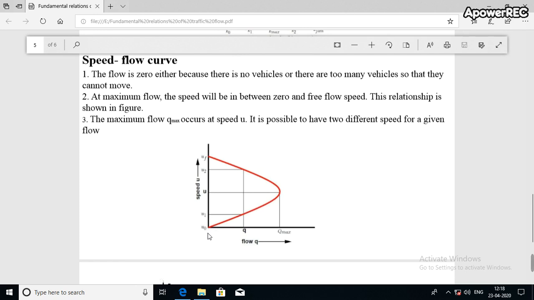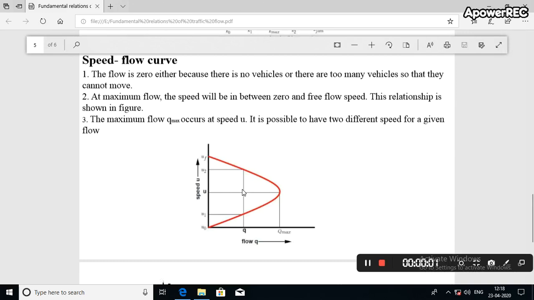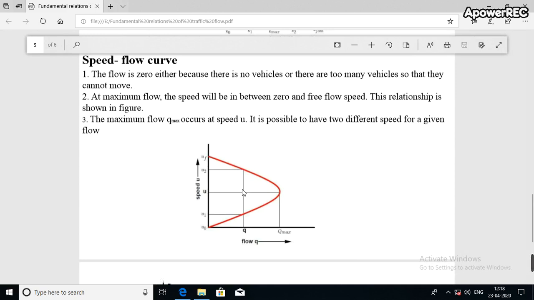As a result, the speed will be zero, as well as the vehicle count will also be zero, because the vehicle count in an area per hour is the number of vehicles passing, not the number of vehicles present. If we take the number of vehicles present, that will be density, but the number of vehicles passing will be the flow. So in case of the jamming condition, no vehicles are able to move. So that means the number of vehicles passing will be zero. So in this way, these three parameters are interrelated.